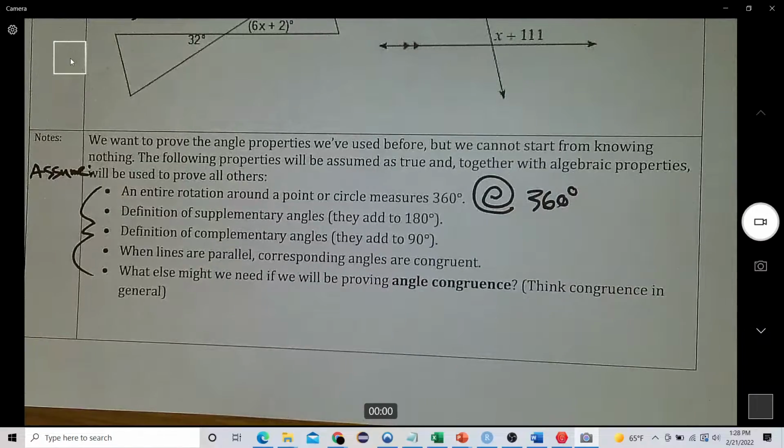So the first one, an entire rotation around a point or circle measures 360 degrees. Rotation around a point measures 360. Next one is that supplementary angles add to 180. The next one is the definition of complementary angles, and that just says that they add to 90 degrees. Complementary angles add to 90 degrees. And then when lines are parallel, corresponding angles are congruent.